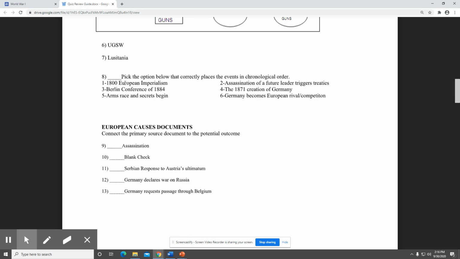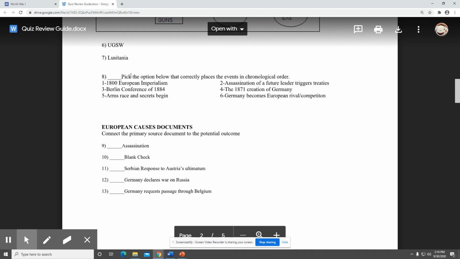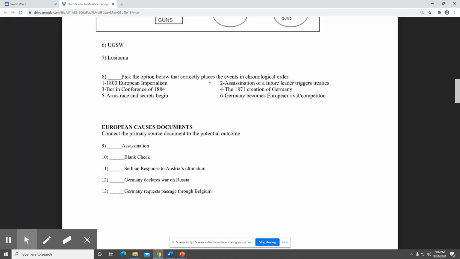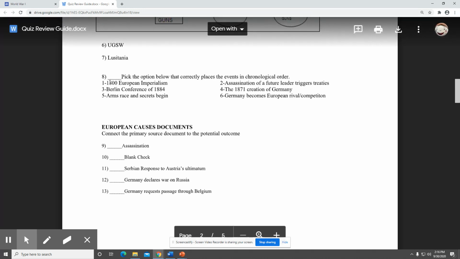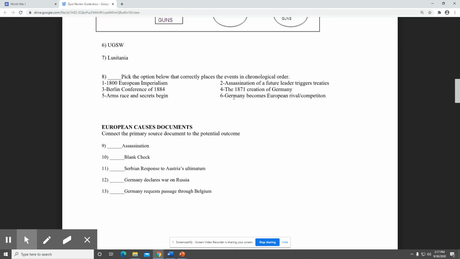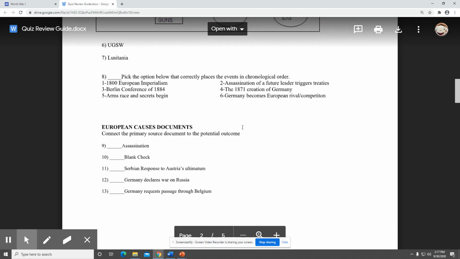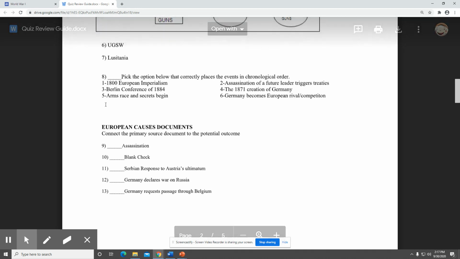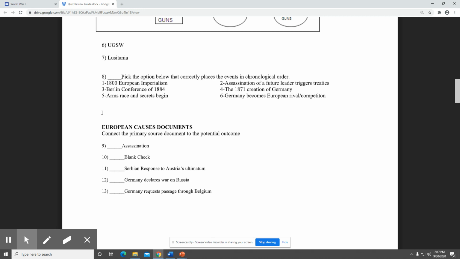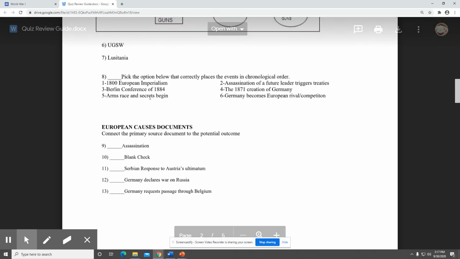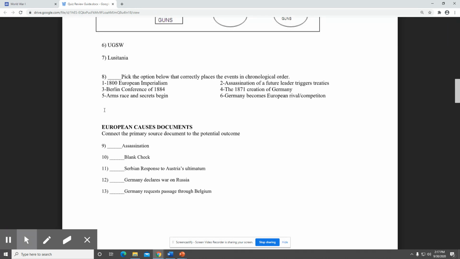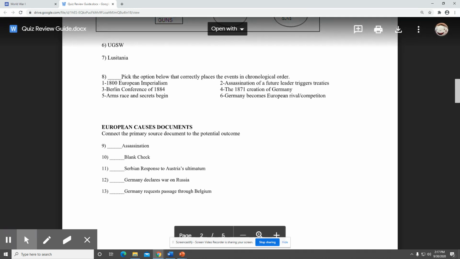This is a question style that I use throughout the year, and it's about putting events in chronological order. The question is asking you to pick the options that correctly place the events in chronological order. So we have 1, 2, all the way up to 6 events. A choice that you probably will see as an option could be choice A, 1, 2, 3, 4, 5, 6. Choice B could be 2, 1, 3, 5, 4, 6. And really what you're picking in that order is you're placing these items in their correct chronological order. And so that's kind of what's going on with this one.